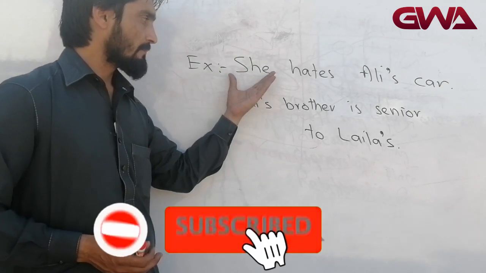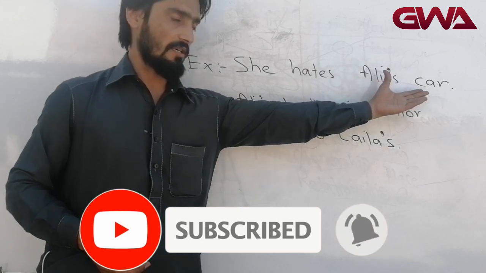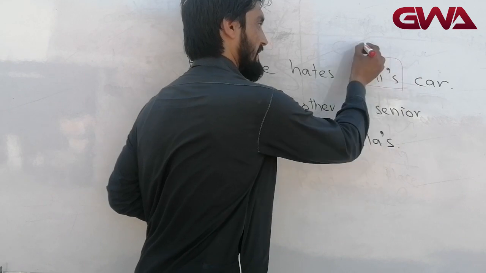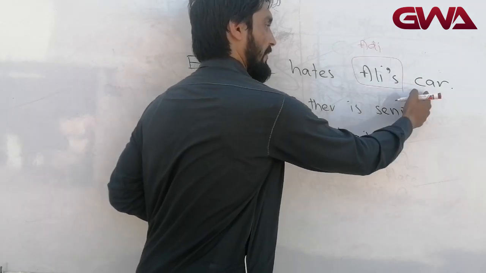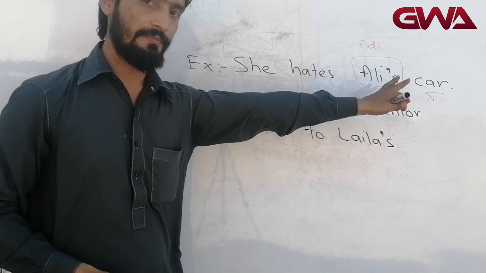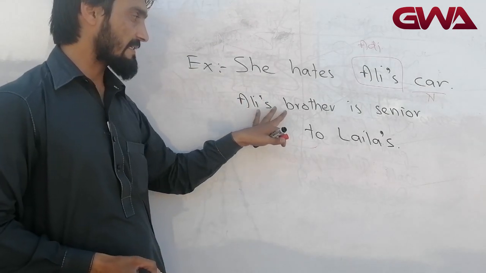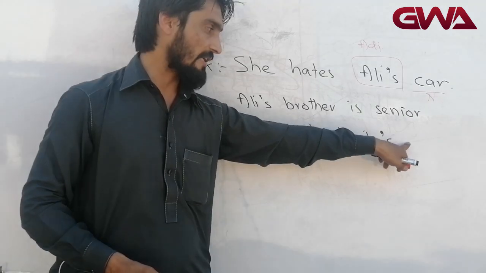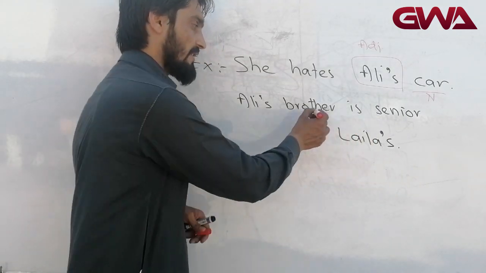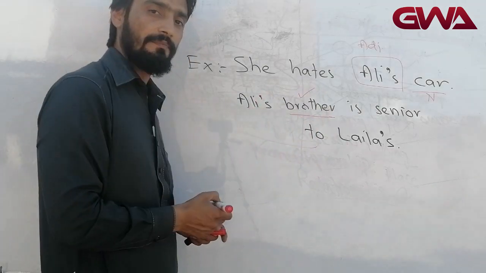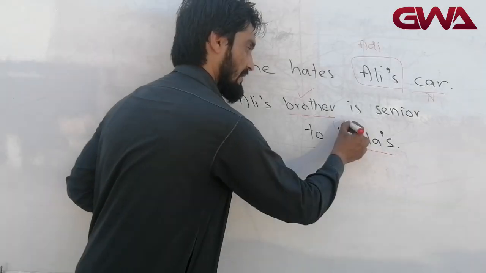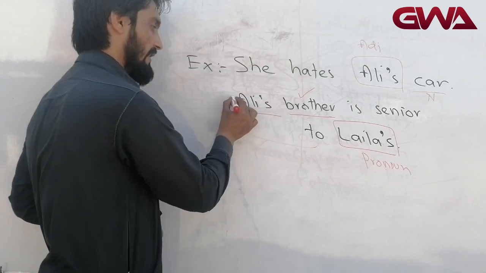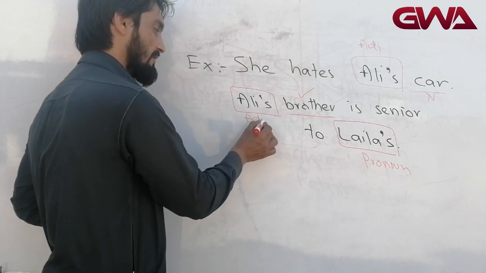Examples: she hates Ali's car. Now here, the function of Ali's is adjective because we have used a noun. But if I say Ali's brother is senior to Leila's, now here I did not say brother because brother is already mentioned here. So here Leila's functions as a pronoun while Ali's functions as an adjective.